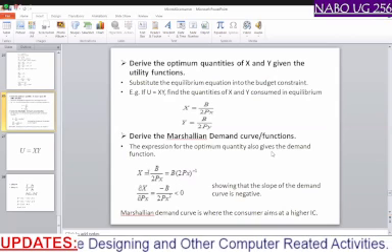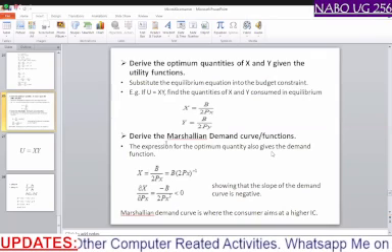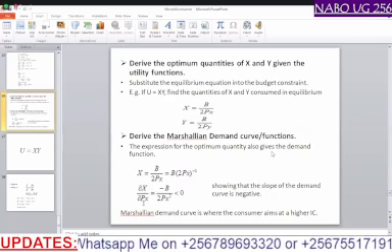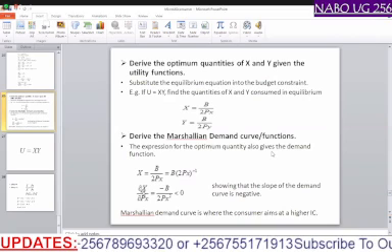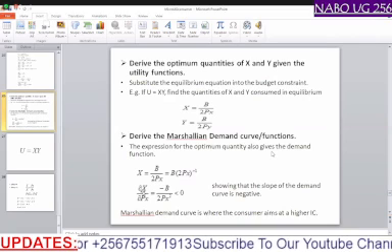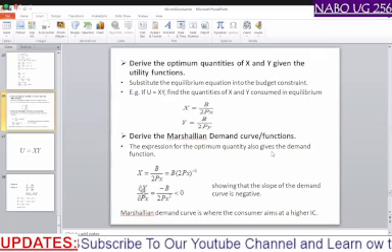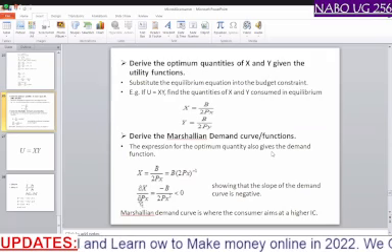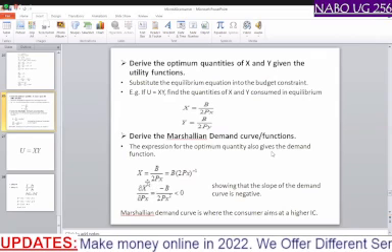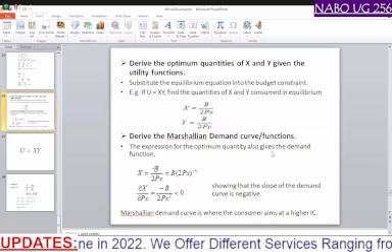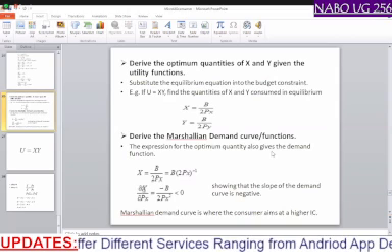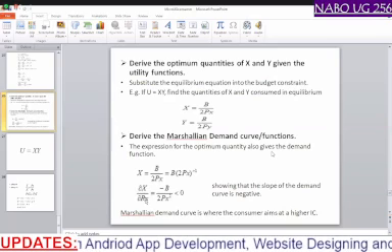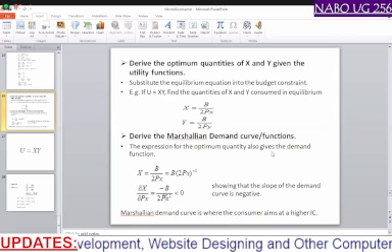So here, this one just shows that the slope of the demand curve is negative. How do you show that? You differentiate the X with respect to the price of X. Why do we differentiate with respect to PX? Because along the demand curve, you want to show how the quantity of X changes when the price changes. So when you have X as B over 2PX, then when you differentiate this with respect to PX, it will show you the change in the quantity of X when the price changes, and it will be given by that.